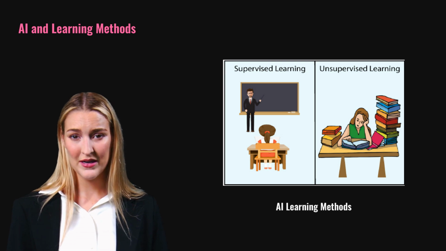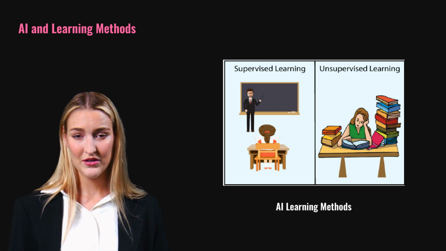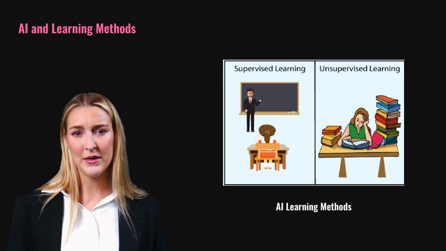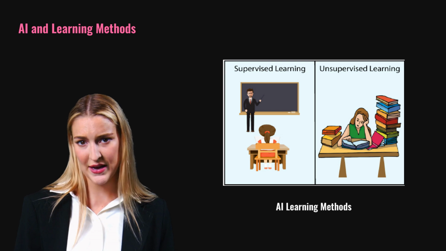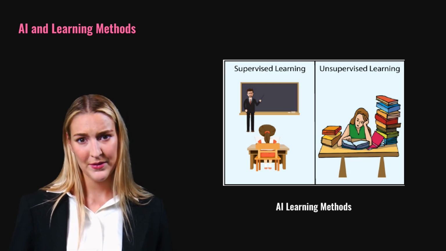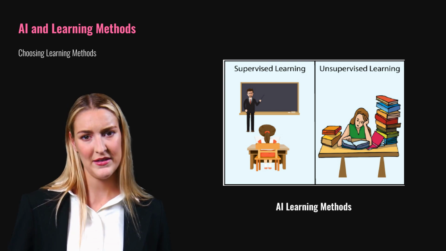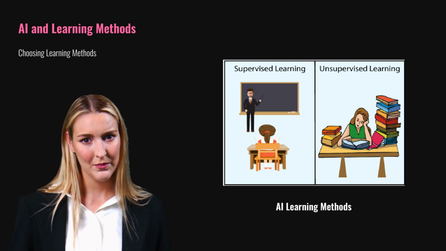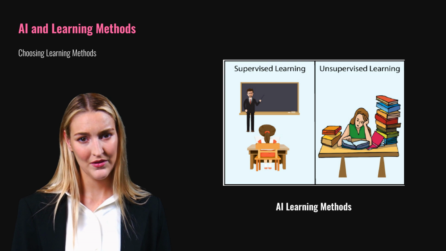Supervised learning, unlike true AI, relies on pre-training with labeled data, akin to a teacher-student model. Unsupervised learning, resembling AI, discovers patterns independently from unlabeled data. Choosing between them depends on dataset structure and specific problem requirements, highlighting the importance of understanding each method's unique applications.